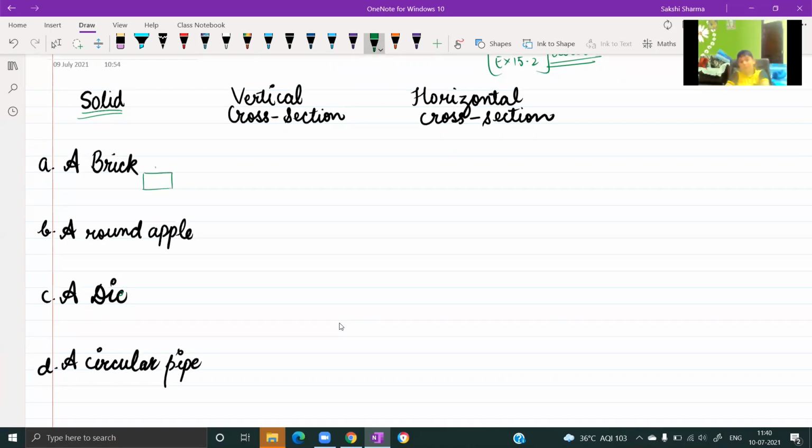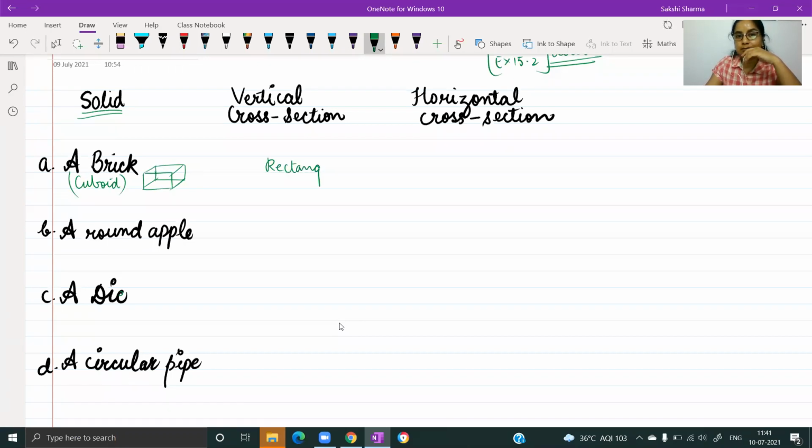Yes. ब्रिक में कटेगी नहीं, पत्थर होते हैं। So this is the shape of a brick. It's a cuboid. And we have to draw. A brick is a cuboid. If you cut it vertically, you will get a rectangle. दोनों में रेक्टेंगल मिलेगा। And if we cut it horizontally, even then we will get a rectangle.